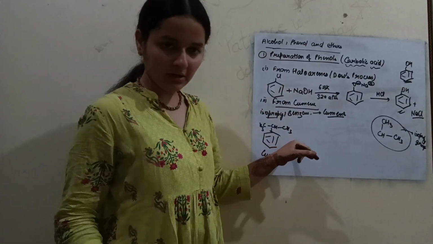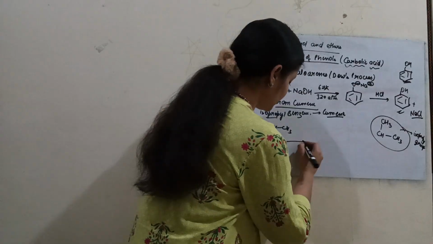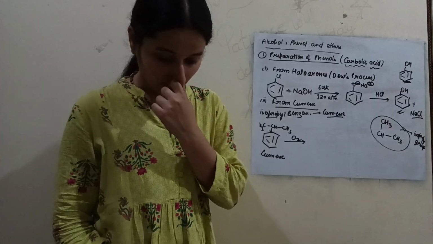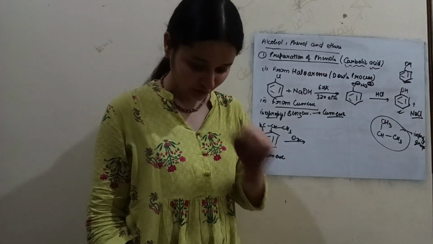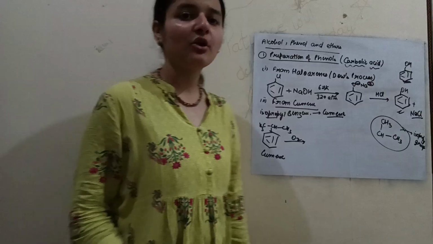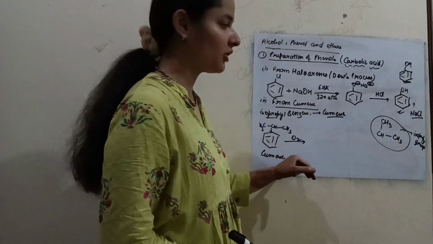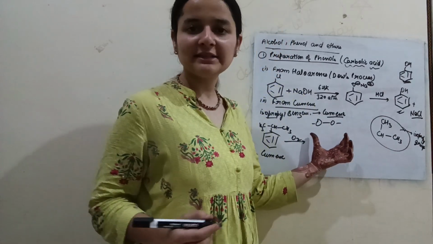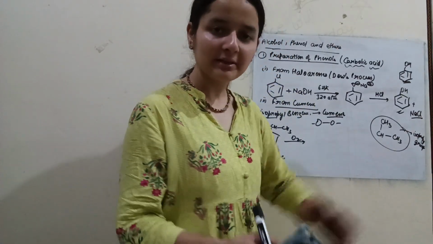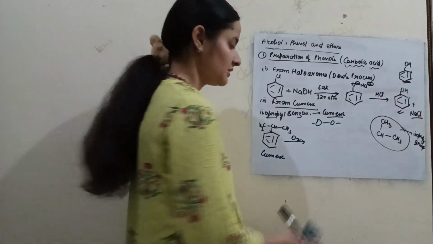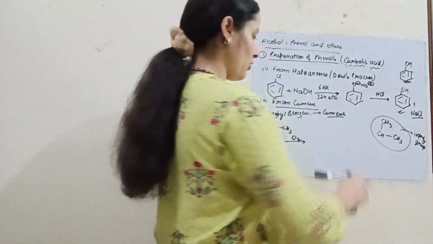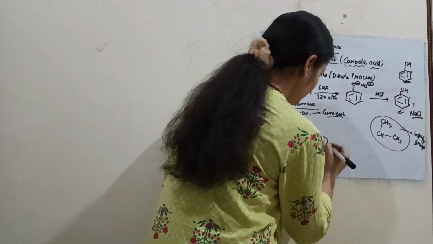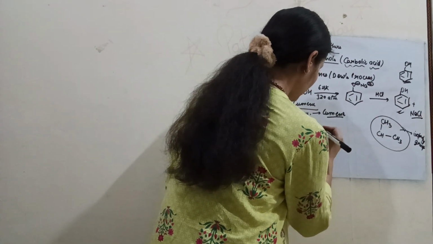Now this cumene on reaction with oxygen, or you can say on oxidation, what will happen? You will get cumene hydroperoxide. You know what is peroxide linkage? Peroxide linkage is this one. This is a weak linkage and it can easily break down to give your products. So on oxidation, cumene gives cumene hydroperoxide.